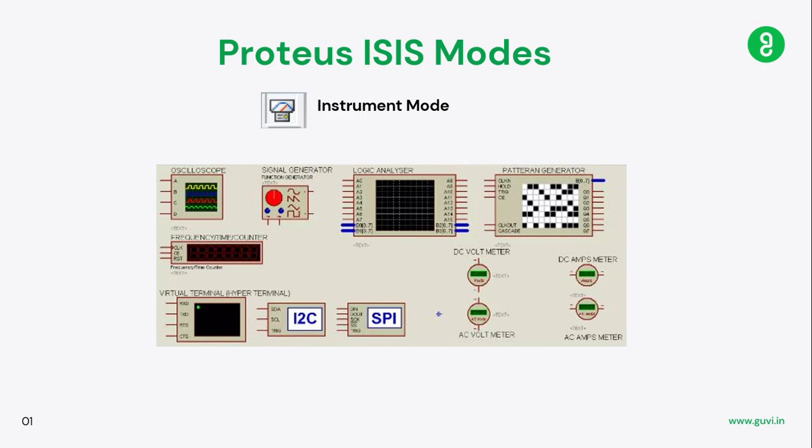We have a DC voltmeter. We have an ampere meter. All these components work as if we had a real voltmeter. So all these are virtual but behave as real ones.